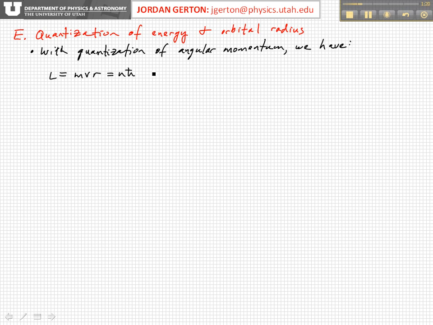Okay, and if we rearrange this and solve it for v and square it, then we get that v squared is equal to n h bar over mr, squared. Now, don't get confused here. n is an integer, m is the mass. Okay, these are not both integers. m is the mass of the electron. I should probably put a little subscript e on all the m's to remind you that it's the mass of an electron, but that's too much writing, so I'm not going to do it.